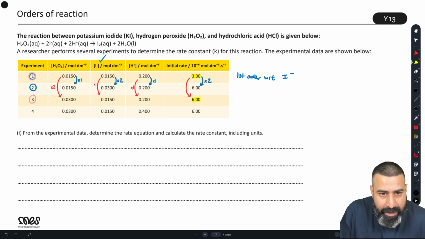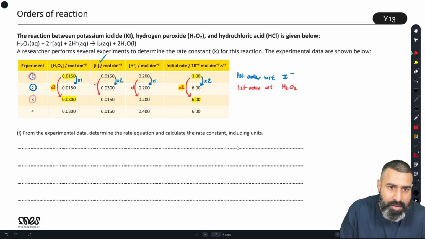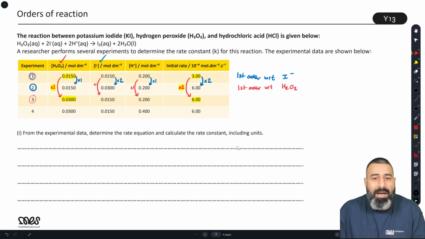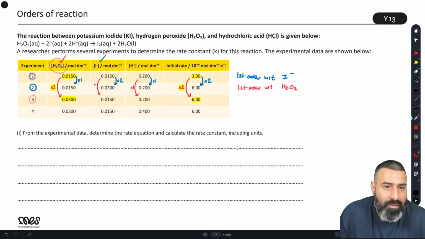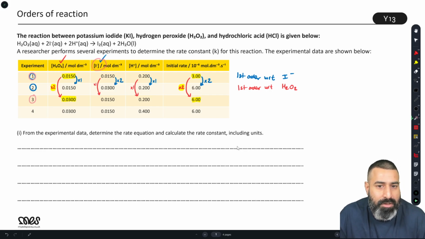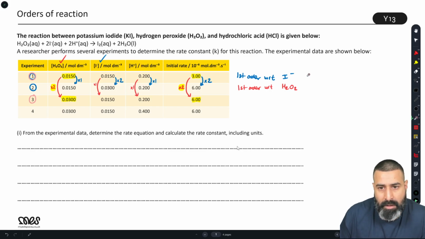So we're going from 3 to 6. So we're doubling it, and we're also doubling the peroxide concentration. So if we're doubling this and we're doubling this, we can also say that that is first order with respect to H2O2. So I'm just going to tick that one off. So now what I'm ideally looking for is if I keep the peroxide concentration and the iodide concentrations constant whilst changing my H plus concentration and seeing how only the H plus concentration affects the rate.